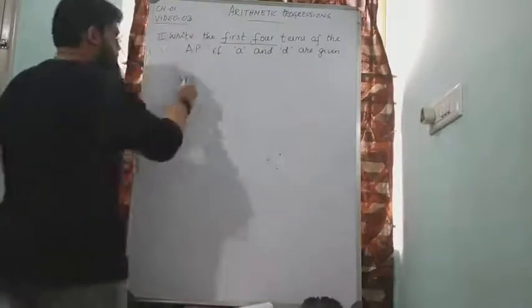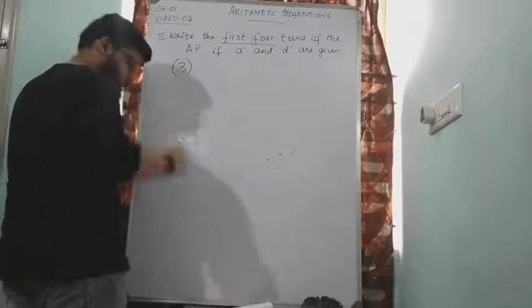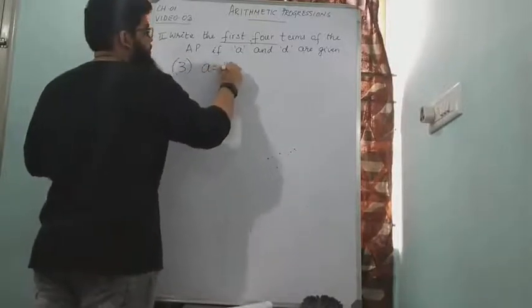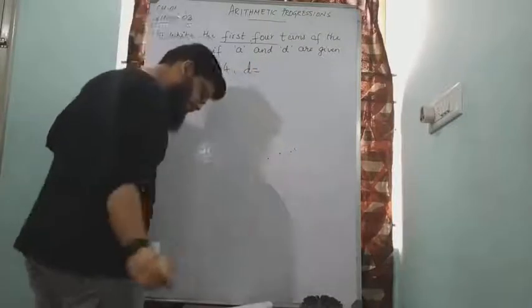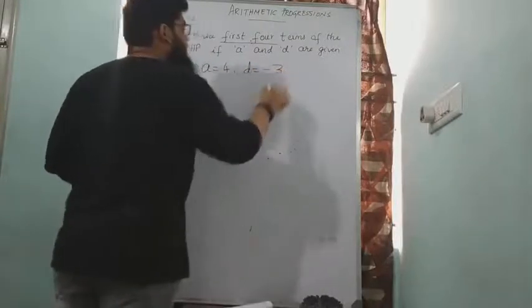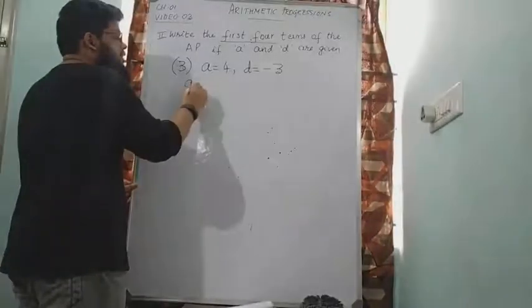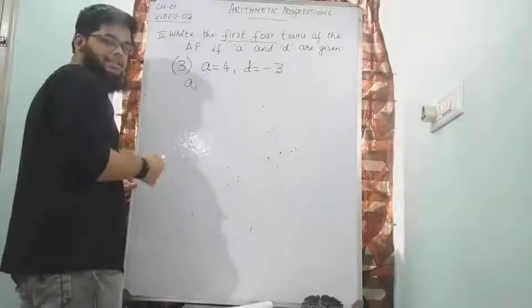Question number 3. It tells the value of A is 4 and the value of D is -3. This is the question, and we are supposed to find four terms A1, A2, A3 and A4.